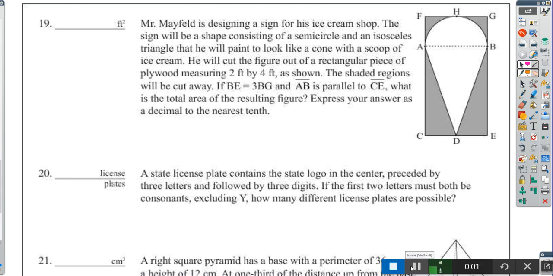All right, so this is MathCounts 2013 Sprint Round from the chapter competition. We're going to do the whole 19 through 24, the whole page here.